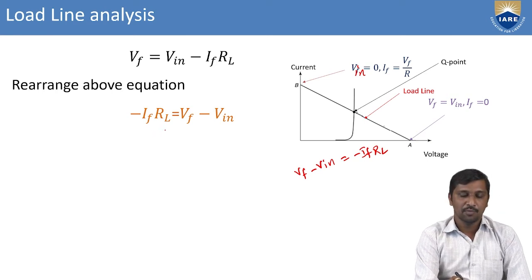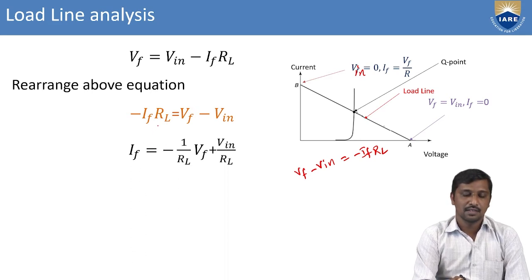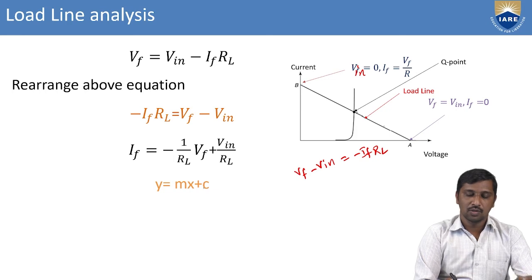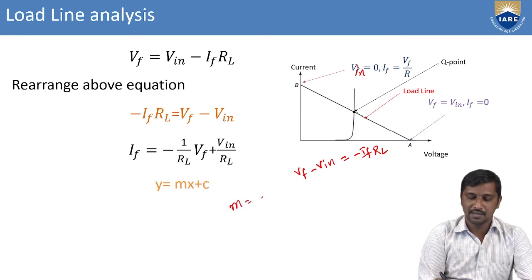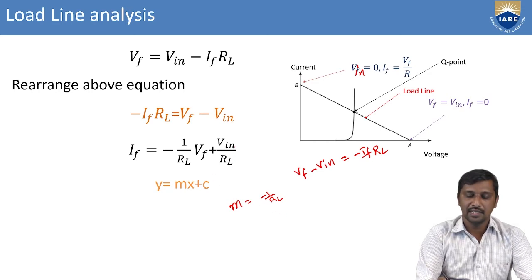From this, I'm going to observe the diode current here. So I take this RL to the side. If is equal to minus 1 by RL times Vf, and minus of minus becomes plus Vin by RL here. Mathematically, we know the slope expression y is represented as mx plus c. Here m is represented as minus 1 by RL, and c is the constant, that is Vin by RL here.